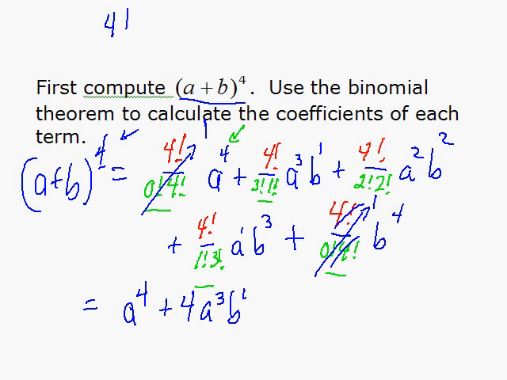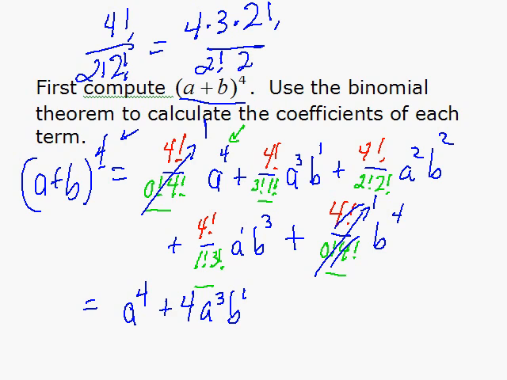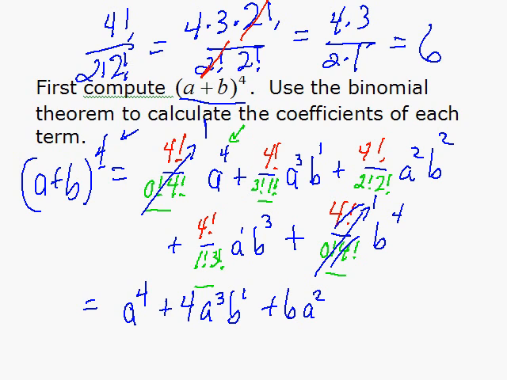I have 4 factorial over 2 factorial times 2 factorial. I can count the 4 down to 2 factorial. And in the denominator I have 2 factorial over 2 factorial. Cancel these. Now there's nothing left to do but work out the terms. So I have 4 times 3, 2 times 1. What does it give me? 6. So the coefficient here is 6 times a squared b squared.